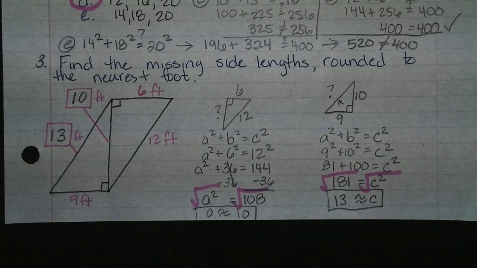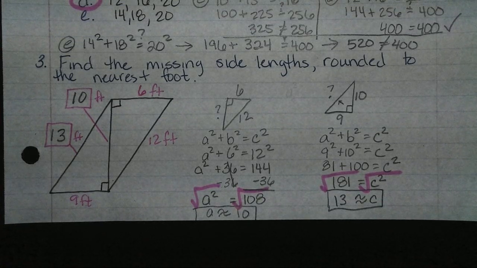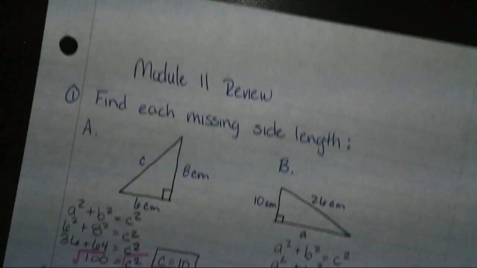All right, so that was a different type of example of finding a leg length and a hypotenuse. All right, we're halfway through. Now we're going to look at some 3D shapes.